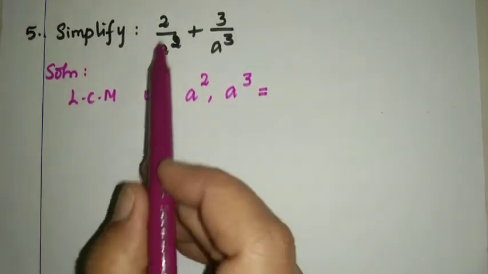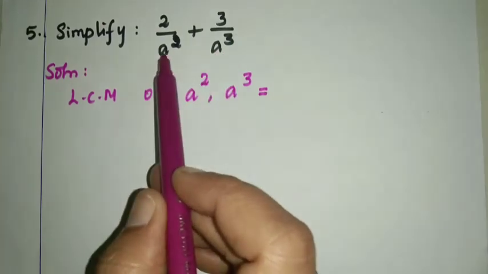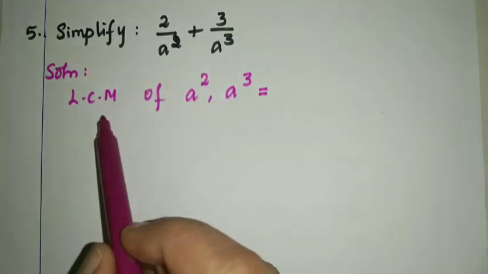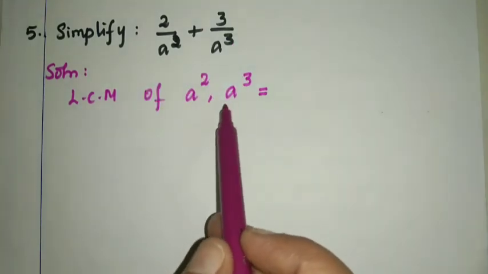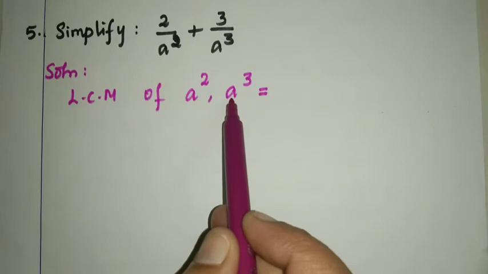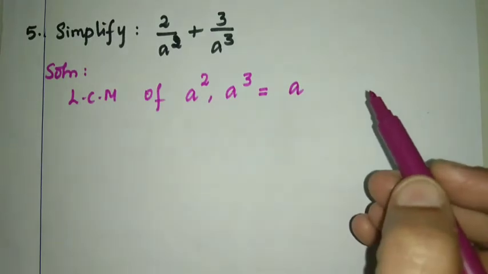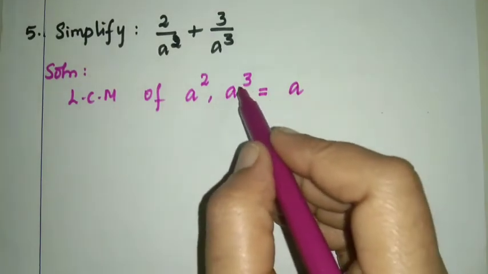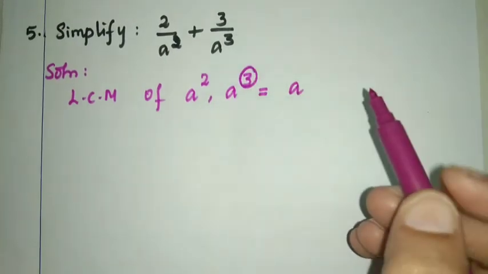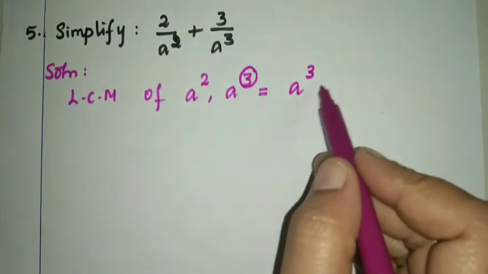Next question, simplify 2 by a square plus 3 by a power 3. Here in this denominator the variable is equal but the powers are different. So I take the LCM of a power 2 and a power 3. Here a is the common base, the same variable, so I take a as the LCM of the variable, and I am going to choose the highest power. Here 3 is the highest power. So the LCM of a power 2 and a power 3 is a power 3.